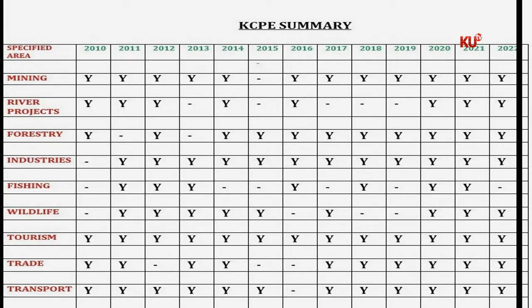Look at now transport. A question on transport has been coming from 2010 to 2022, apart from 1 year, that is 2016. Look at urbanization, which is our last area. Just move it up kindly, urbanization, so that we can also be able to see.